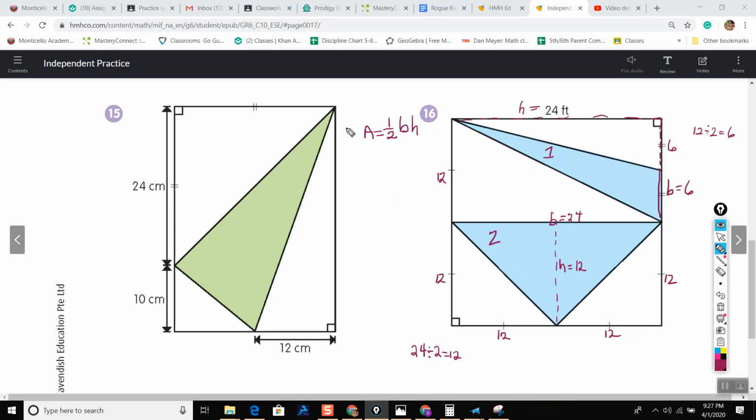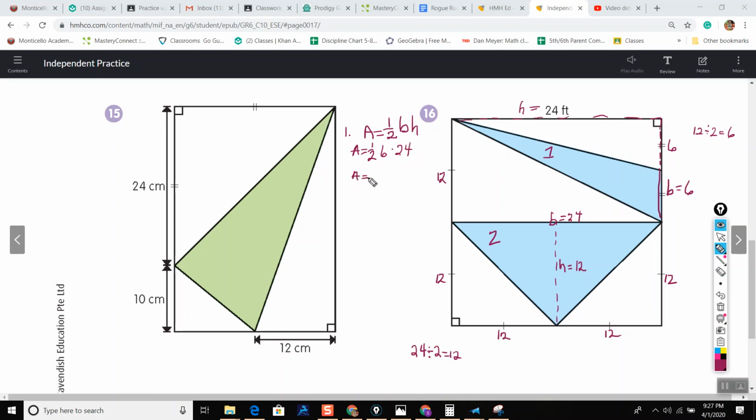So let's do one first. So triangle here. Area is equal to 1/2, and our base is 6. Base is 6, and our height is 24.